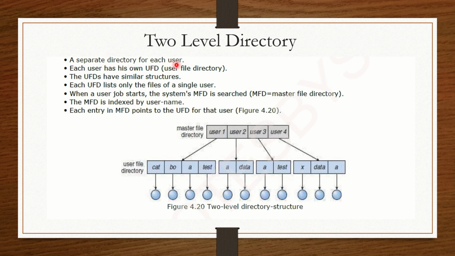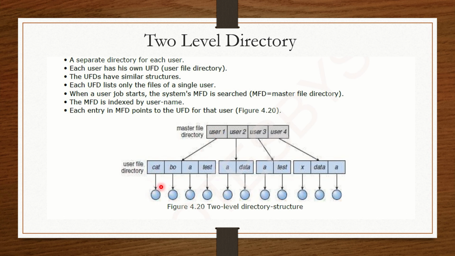So a separate directory for each user, and each user has his own user file directory, or UFD. All the UFDs have similar structure, and each UFD lists only the files of a single user. When a user job starts, the system's MFD is searched. MFD is the master file directory. To access a file, first it has to find the master file directory, then inside that the user file directory, and then from there access the file. The MFD is indexed by username, and that username points to the corresponding user file directory.